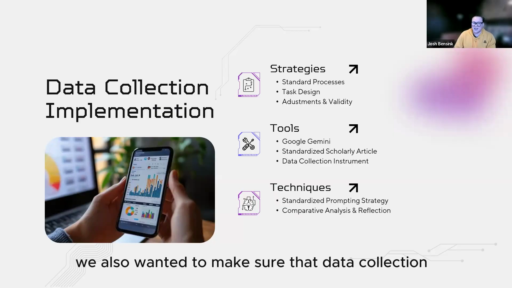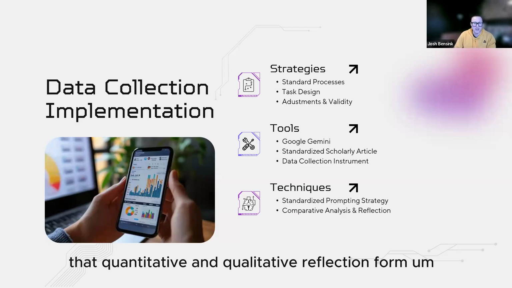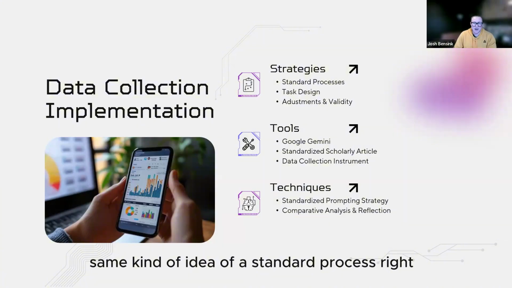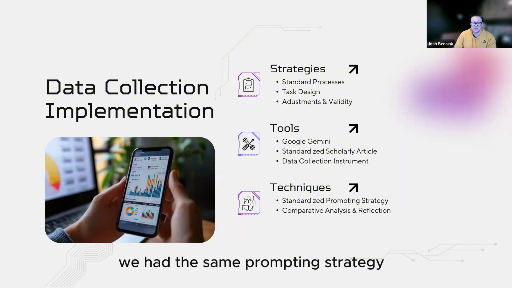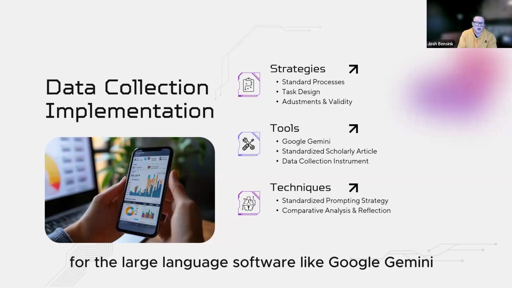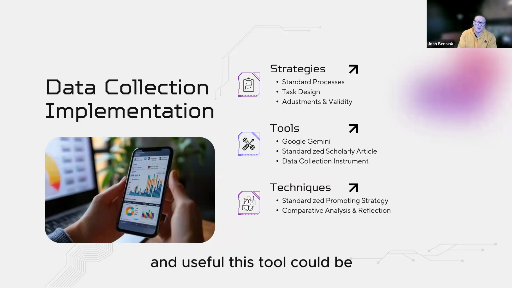We also wanted to make sure that the data collection instrument was the same across everything. So again, that quantitative and qualitative reflection form and that comparison form were very clear for all participants in our study. And then finally, with our techniques, same idea of a standard process, right? We had the same prompting strategy and very specific instructions for all of the students engaging in this intervention. Specifically, the same prompt, a copy-paste model, for the large language software like Google Gemini, because we really wanted to ensure that we knew how accurate and useful this tool could be for future implications of use.